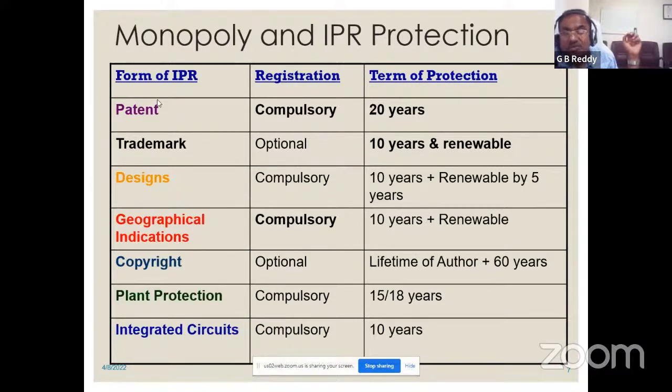Then we have geographical indications of goods. That is also equally important. GIs, as I already mentioned before, Hyderabadi Halim is a GI.